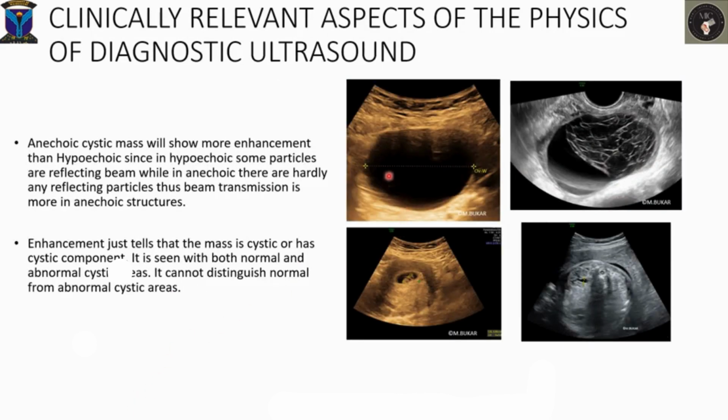This is an anechoic cyst, while this is a hypoechoic cyst. So I would expect that the distal enhancement from this cyst will be more than the distal enhancement from this. Why? Because here the beam is absorbed completely, while here some of the beam will be reflected. And so the distal enhancement will be more pronounced here than in this case of hemorrhagic cyst.